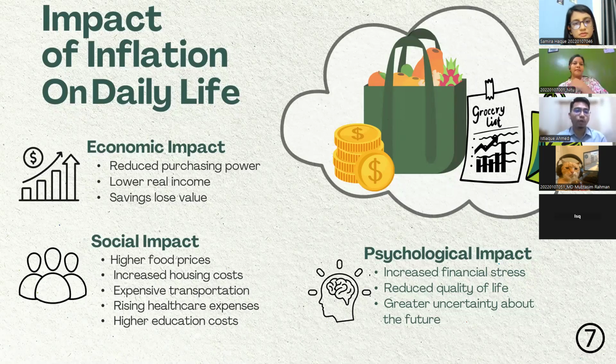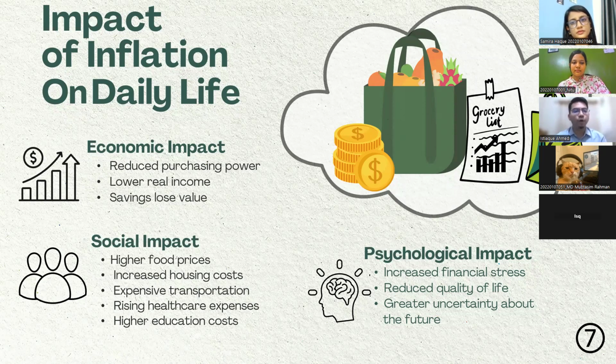The first one is economic impact, and in this part there are some important notes such as it has reduced the purchasing power, it has lowered the real income, and it also reduces the value of our savings. And in the point of social impact, we can see that food prices have increased, housing costs have also increased, and transportation has also become expensive.